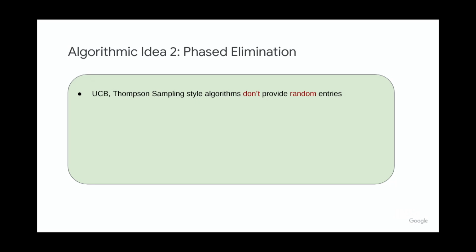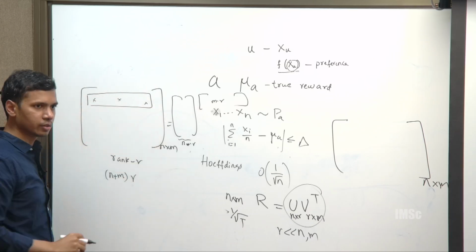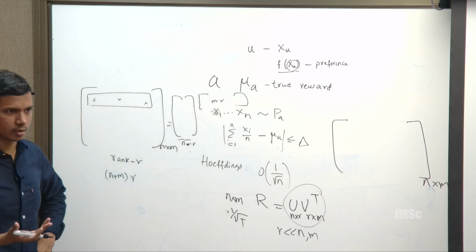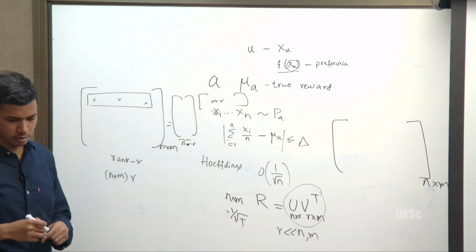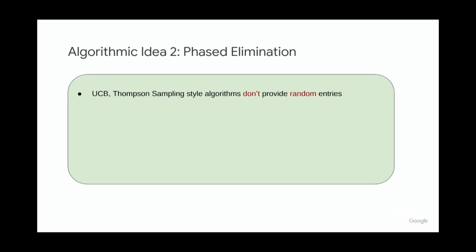So, just to give you a very intuitive reason why that is the case, let us say all the entries you observe are only for row 1, then there is no way you could complete the matrix. So, it is very important to get IID samples for matrix completion, and UCB and Thompson sampling do not guarantee that. That is why we go with phased elimination style algorithms, which randomly pull arms for users instead of history dependent policies.